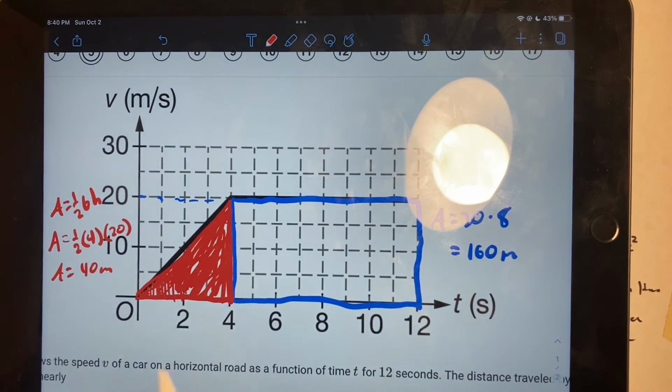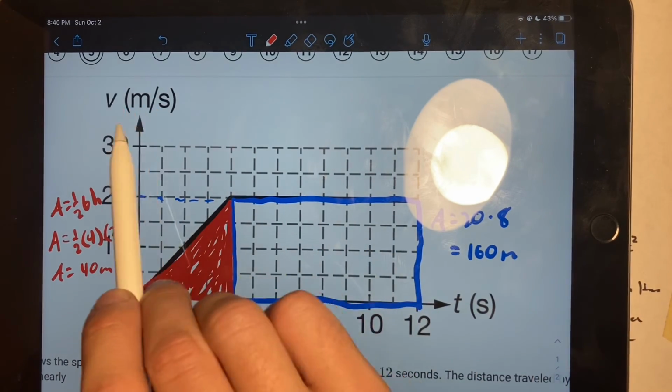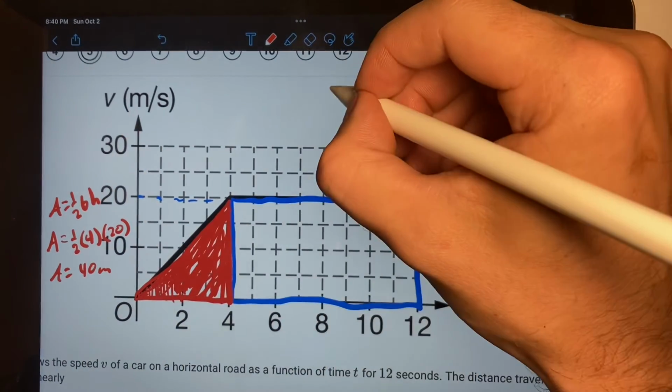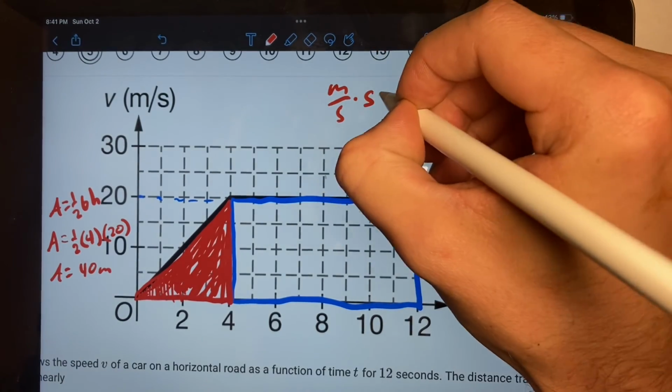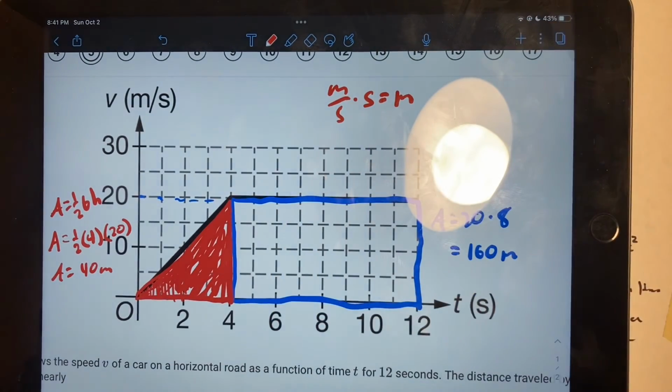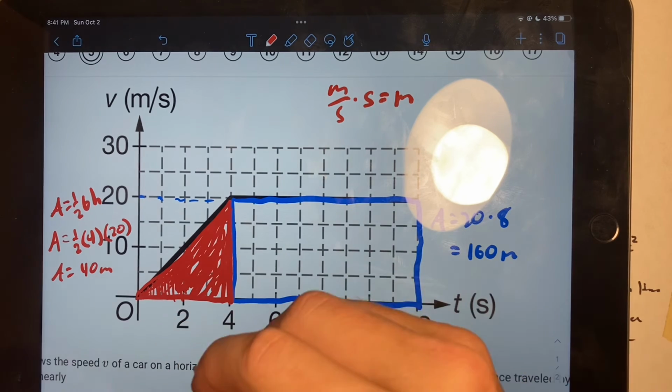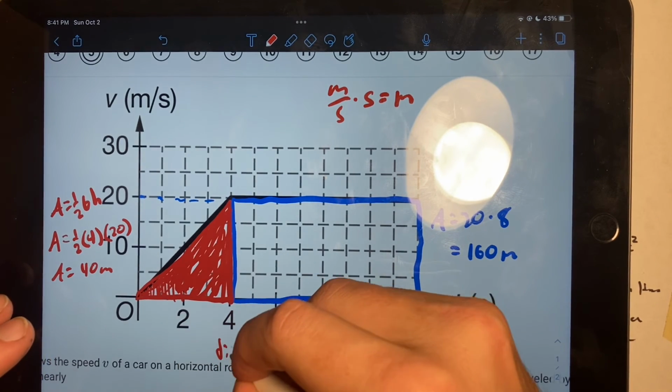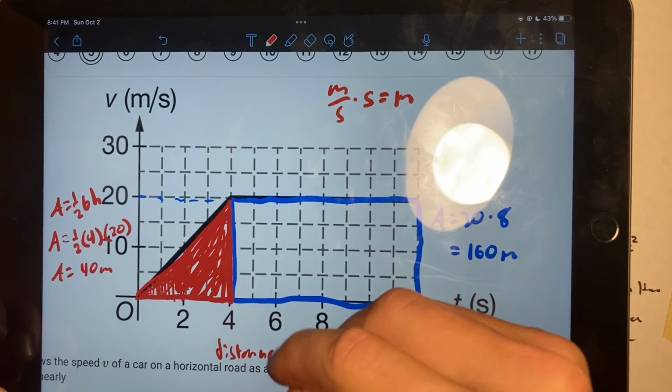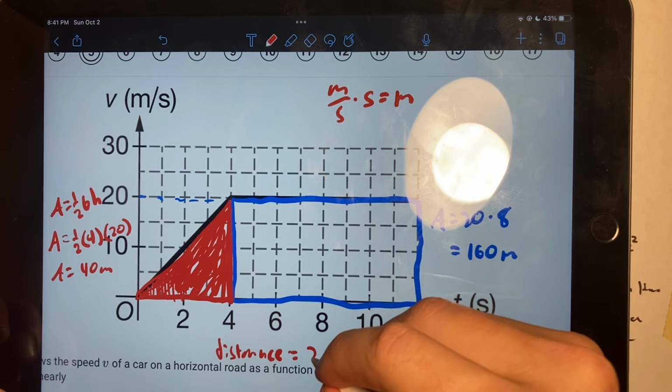Okay, so my total distance here would be 40 meters plus 160 meters. It also works out in terms of the units, right? So if I take meters per second times seconds, that just equals meters, right? So our units will be meters at the end. So my total distance equals 200 meters.